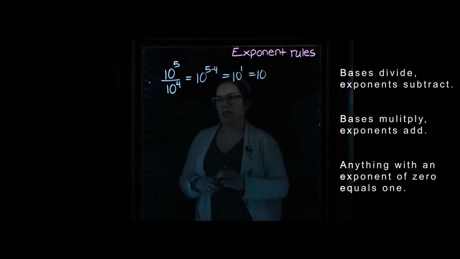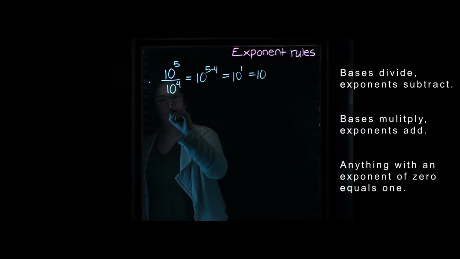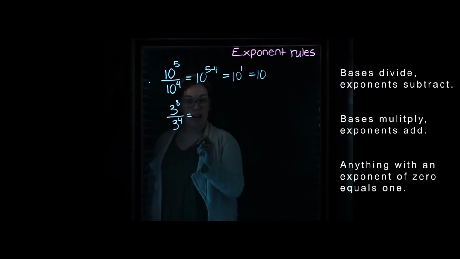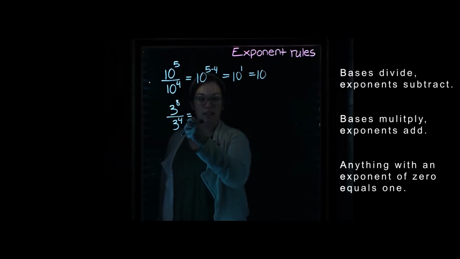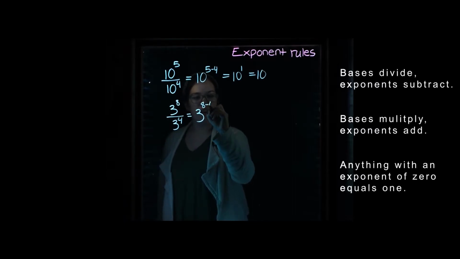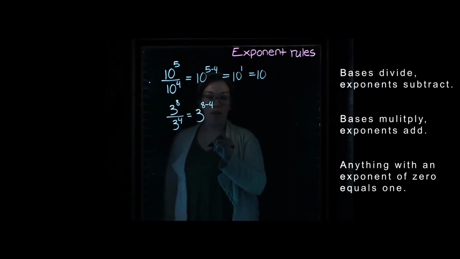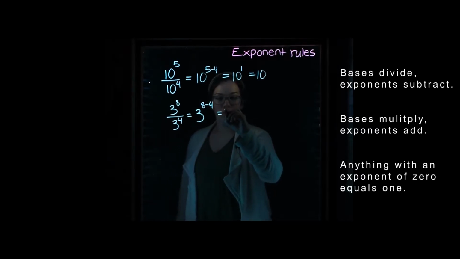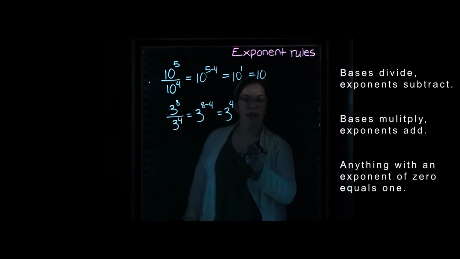Okay, let's look at another example. Say I have 3 to the 8th power divided by 3 to the 4th power. My bases are the same, and they're dividing, so I'm going to go ahead and subtract the exponents. Remember that 8 goes first since that's on the top. And then I just subtract, which gives me 3 to the 4th power. That tells me I have 4 3s.